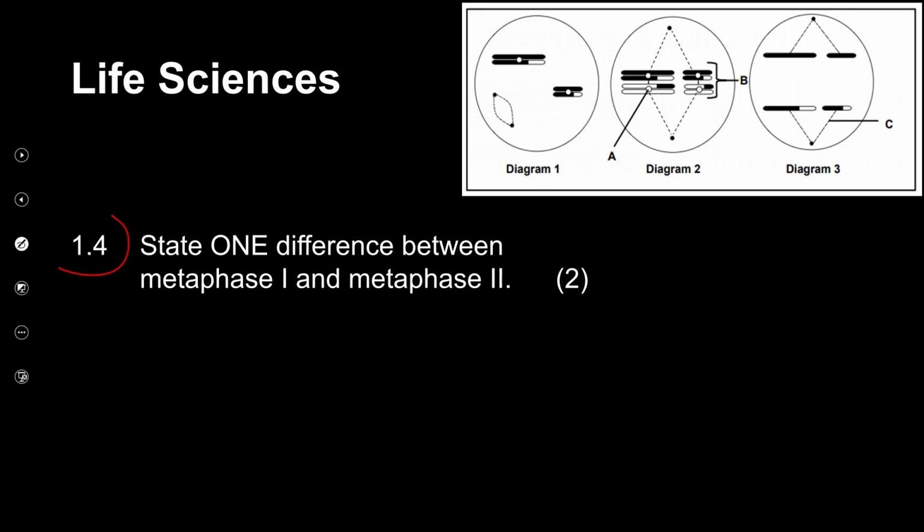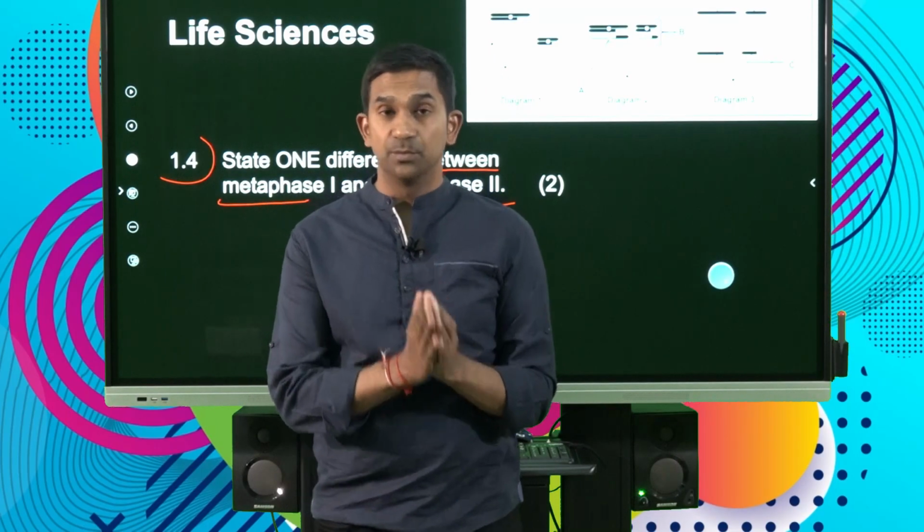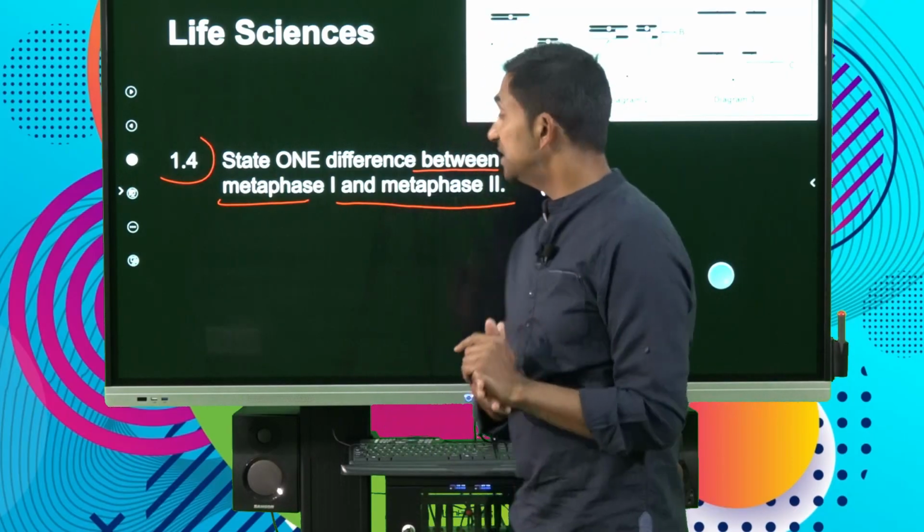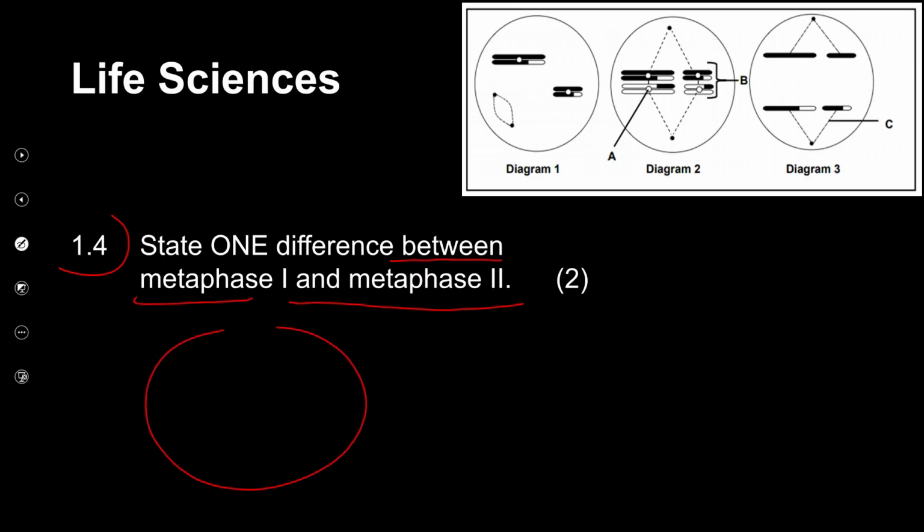The next question would be, state one difference between metaphase 1 and metaphase 2. Guys, during metaphase 1, it's important that we recognize that we still have pairs of chromosomes. So when these meet along the equator during metaphase 1, we find that a pair of chromosomes meets at the equator. So that's a pair of chromosomes, maternal and paternal pairs at the equator. And that would be metaphase 1.